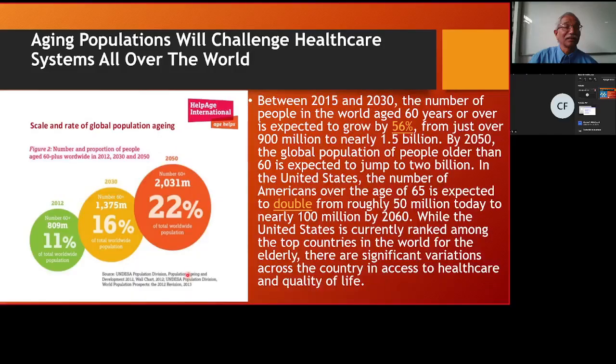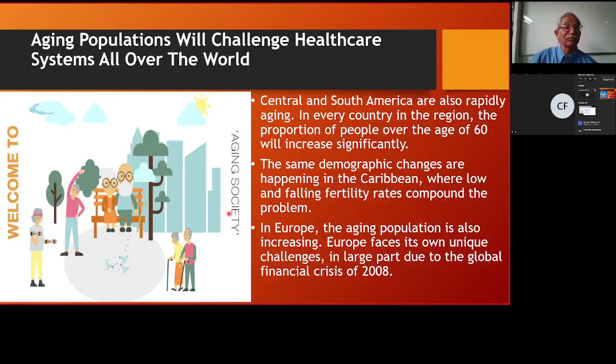So the scale and rate of global population aging: in 2012 it was 11%, in 2030 it is 16%, and in 2050 it will be 22%. By this percentage, no country will be able to survive with free healthcare. They will have to come up with some solutions. So, aging population: Central and South America are also rapidly aging. In every country in the region, the proportion of people over 60 is increasing significantly. The same demographic changes are happening in the Caribbean, where low and falling fertility rates compound the problems.